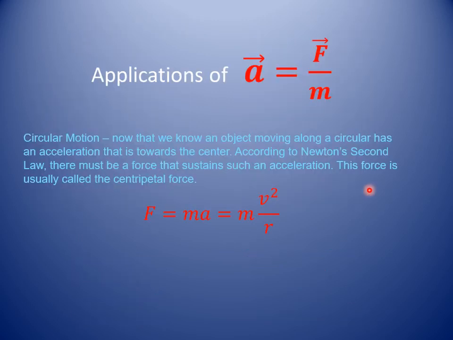When you apply this centripetal acceleration, the acceleration towards the center, you are still using Newton's second law. The force is to the center, and the acceleration equals force divided by mass. Or if you just want a numerical answer, F equals ma, which is mass times v squared divided by r.